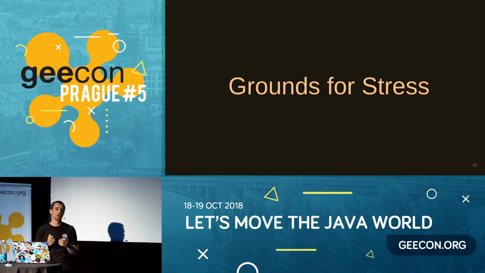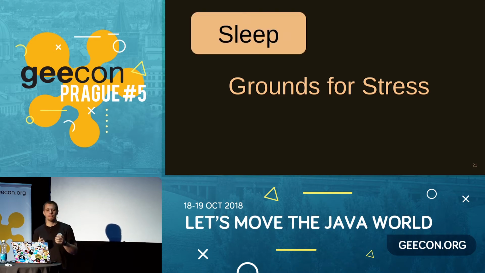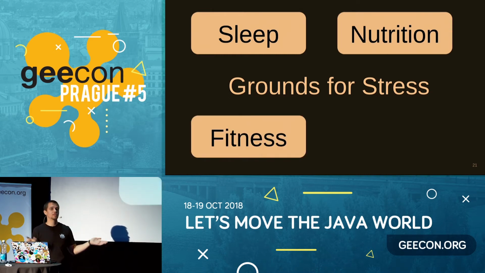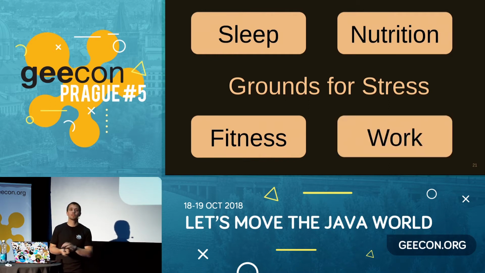So if I were to talk about grounds for stress that we all encounter, there are at least 4 of them that I always like to summarize. Sleep is the first area where we can have stressors, and as a result it will affect our entire life and daily routines. The nutrition, what we eat, this fitness, whether it's physical or mental, and last but not least, of course, is work. It's probably something we spent quite a bit of time doing.